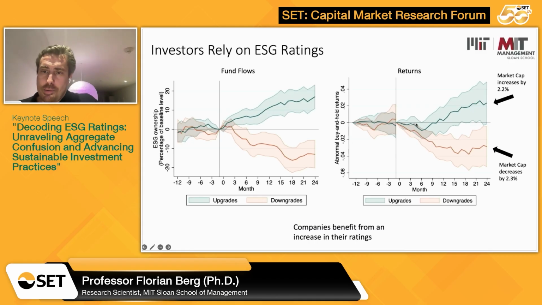And you see a similar pattern when you look at returns and market cap. If the ESG rating goes up by one notch, returns increase by 2.2%, and when it goes down, market cap decreases by 2.3% within 24 months. And you see that temporally it correlates very much. So it seems that it's really a demand-driven question. Investors buy the stock, so that's why you see the stock price going up.